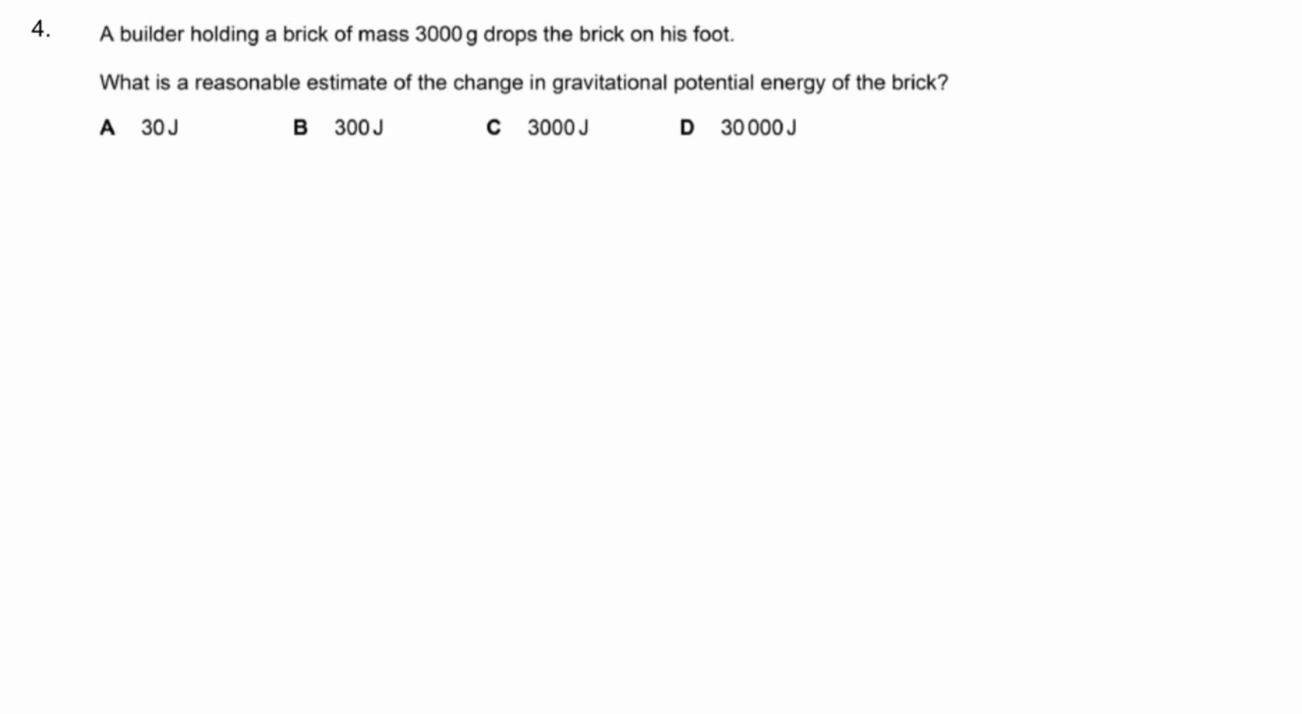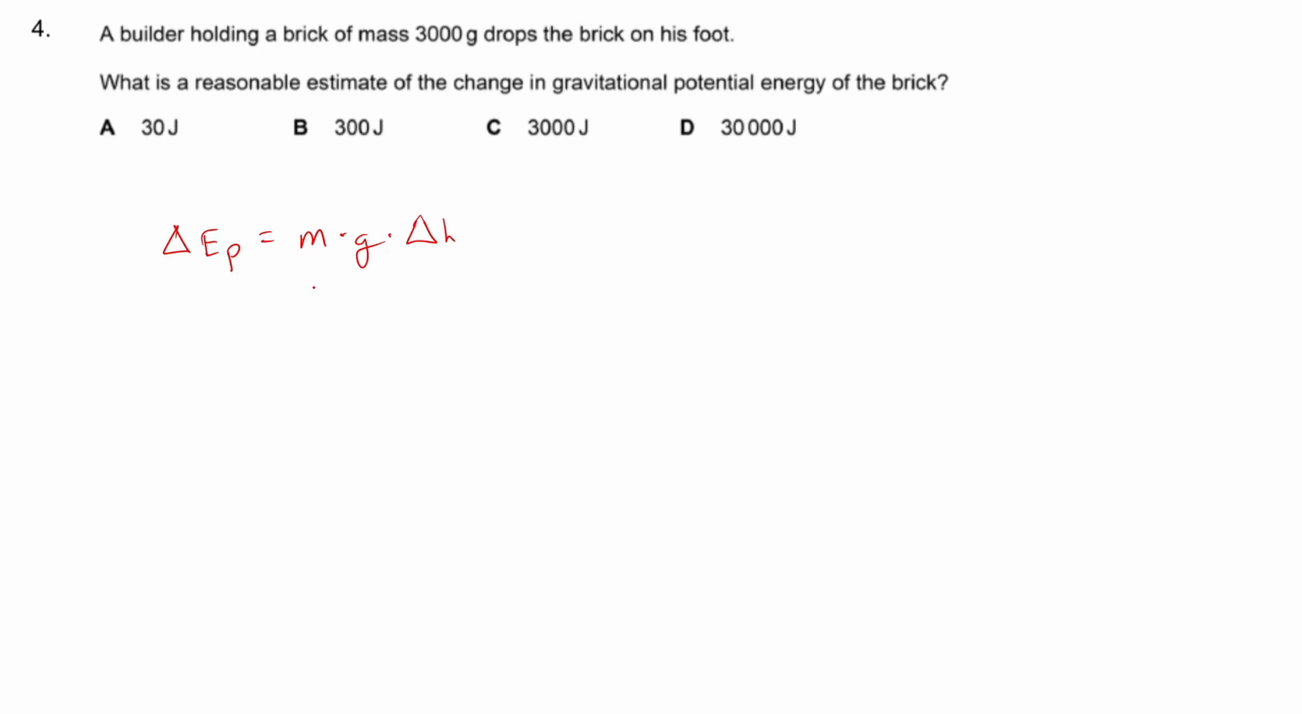A builder is holding a brick of mass 300 grams, drops the brick on his foot. What is a reasonable estimate of the change in gravitational potential energy of the brick? Okay, so you should know, it's a memorizable formula, that the potential energy is mg times the change in h.